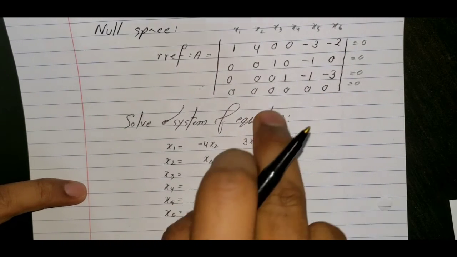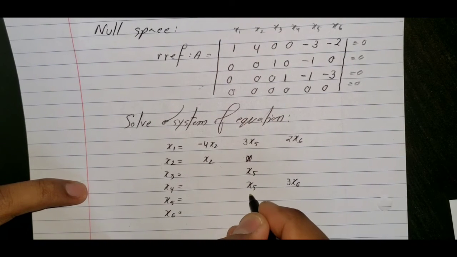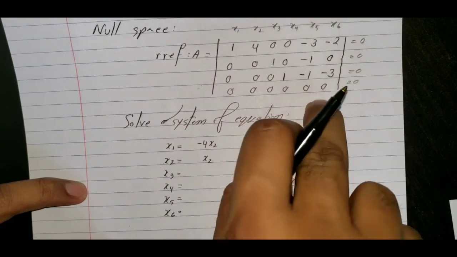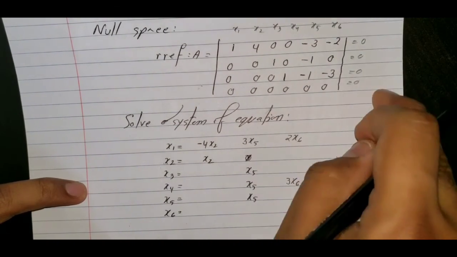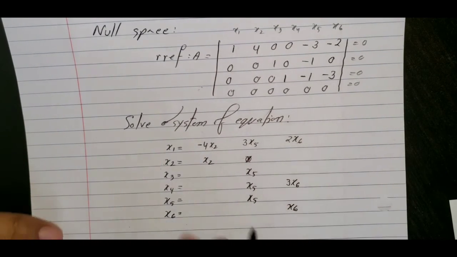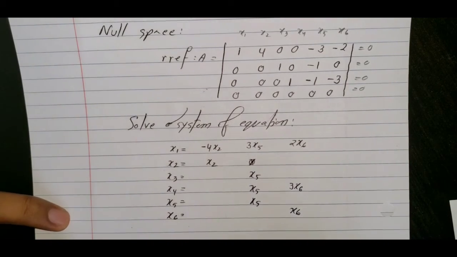Now x5, which is free, right? That gives you 1 of x5. And x6, that is also free, that gives you also 1, which is 1x6, right? This is how you get the vectors of the basis of the null space.